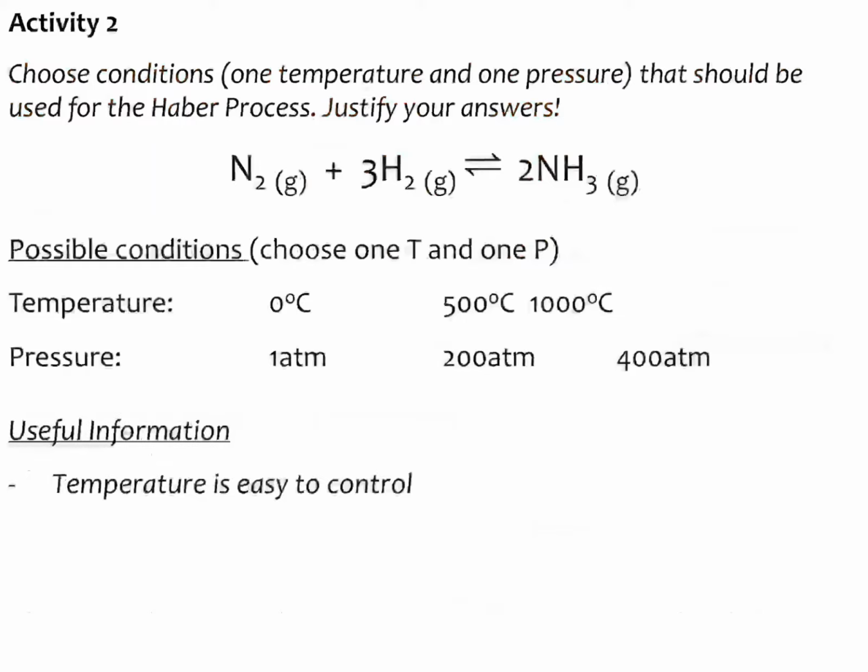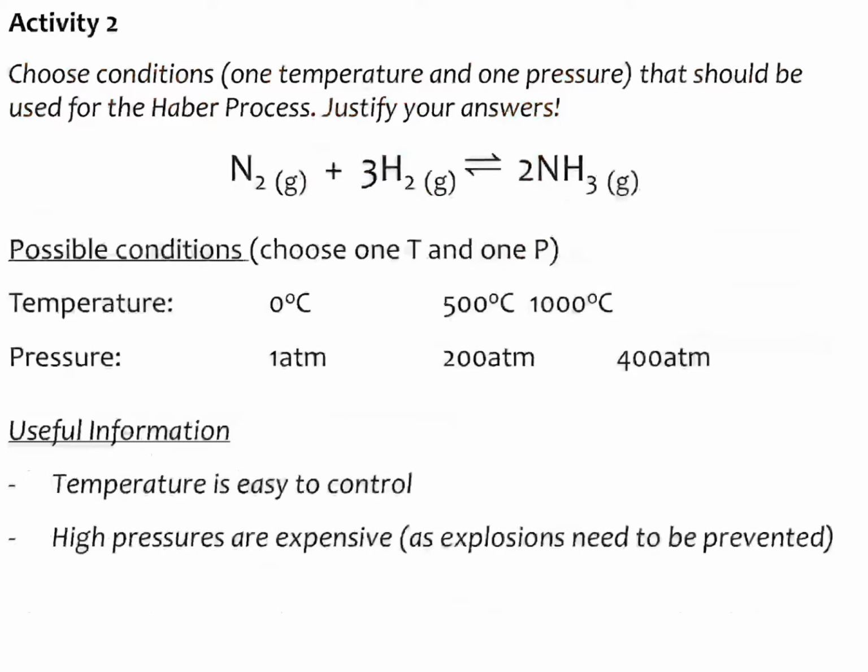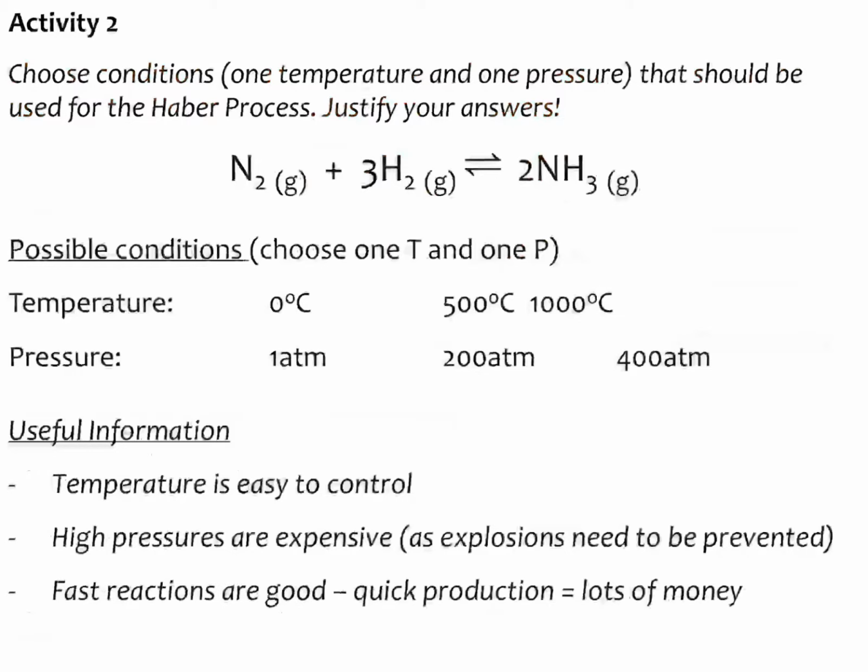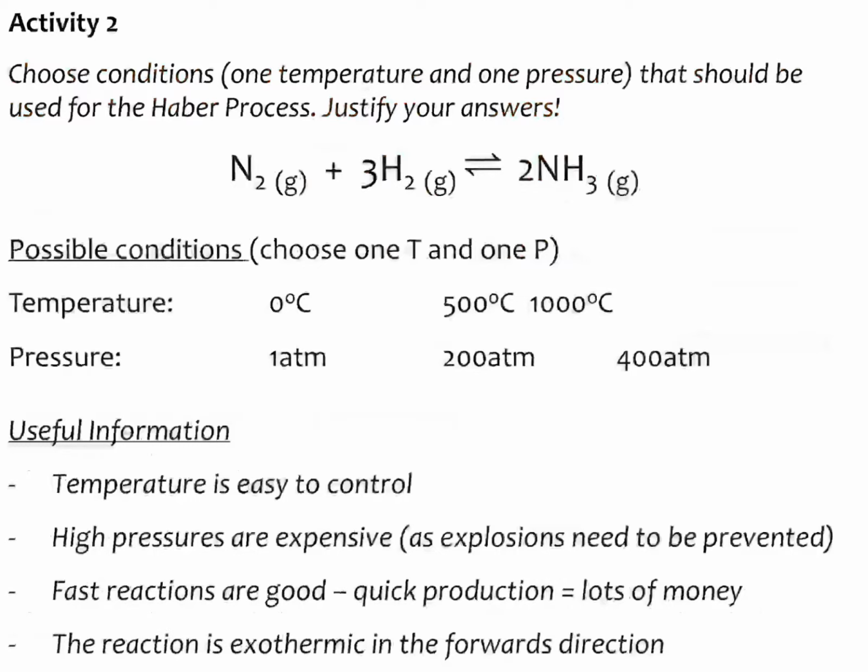And I've got some useful information. Temperature is very easy to control, you can just light a fire under a reaction. High pressures are very expensive because we need to try and prevent explosions. That involves very thick, sturdy reaction vessels, which are quite expensive to make and maintain. Fast reactions are good because that means we have quick production, we make lots of product and we make lots of money very quickly. And the final thing is that the reaction is exothermic in the forwards direction. Pause the video and have a think about which temperature you'd pick, which pressure you'd pick, and give reasons for your answers.